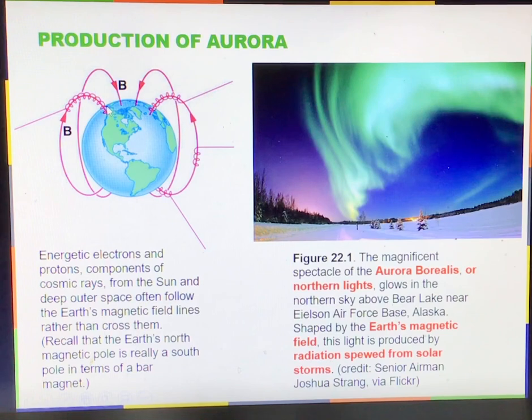And as the particles get accelerated, they can generate electromagnetic radiation in the form of light, and the light could be of different colors.